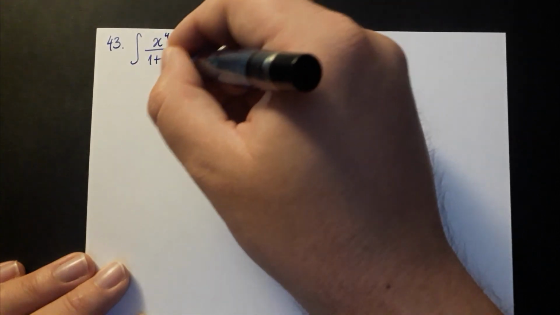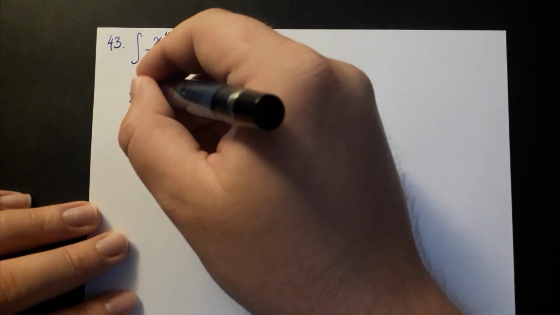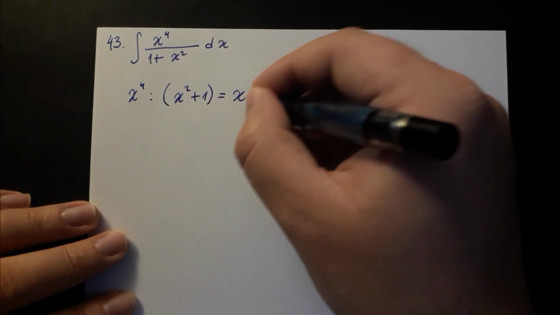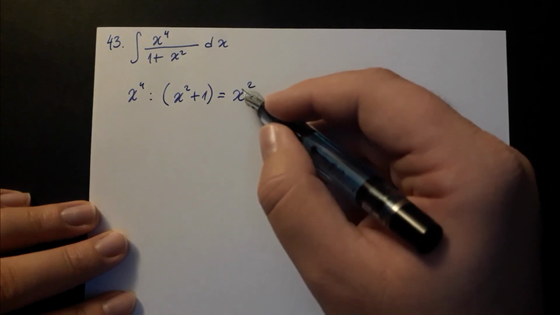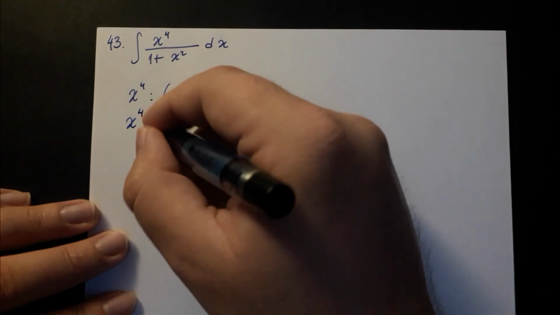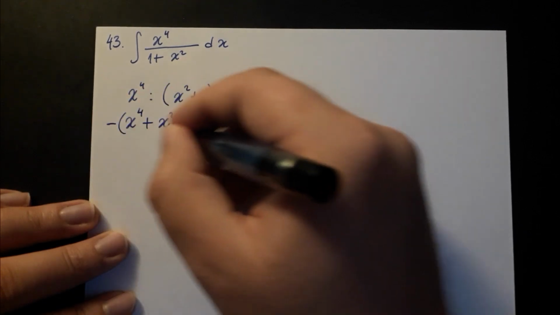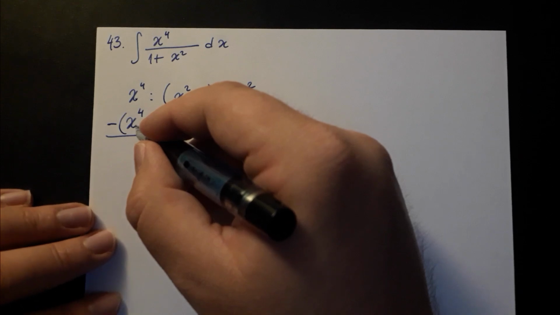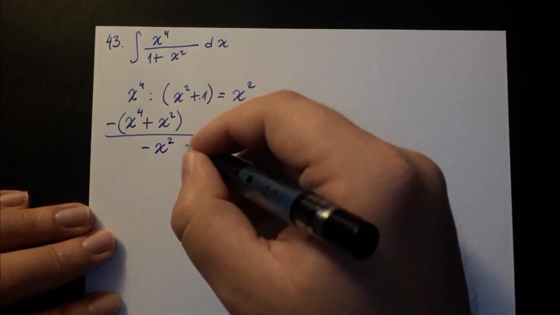Now the integral number 43 on our list is an integral of x to the power 4 divided by 1 plus x squared dx. Now x to the power 4 divided by x squared plus 1 is equal to x squared. X to the 4th power divided by x squared is x squared. X squared times x squared is x to the power 4, and then plus x squared times 1 is x squared. And when we subtract this, we get x to the power 4 minus x to the power 4, that is 0, so we are left with minus x squared.